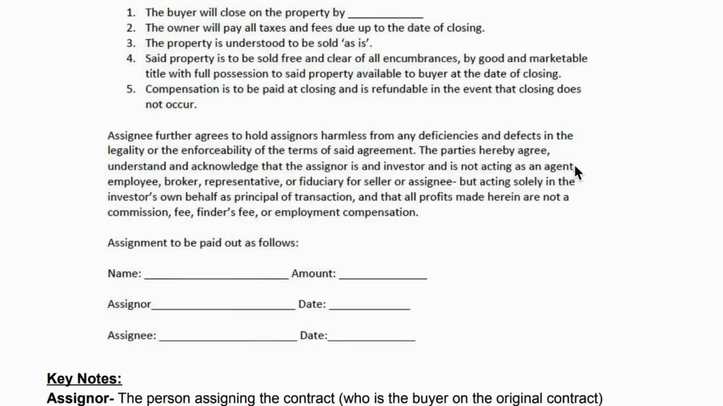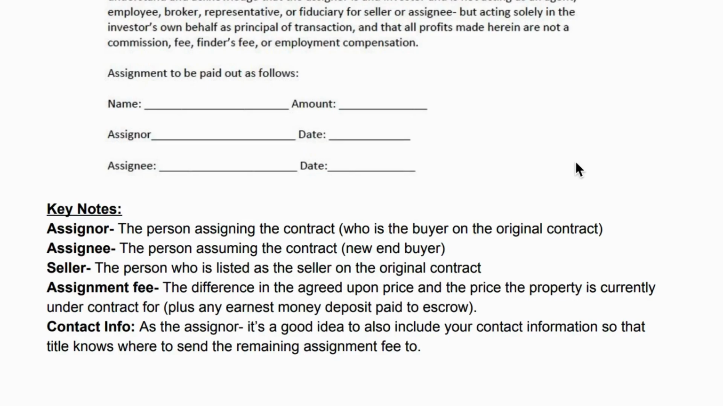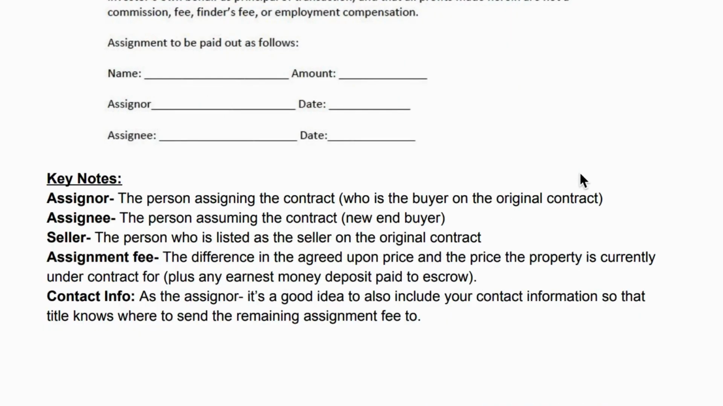Very, very simple. And then there's a few keynotes on how to actually fill this out. So the assigner, this is the person who's assigning the contract, so that's the name you would put in that spot up top. Assignee, the person assuming the contract. The seller, the person who's listed as the seller on the original contract. The assignment fee, so the difference in the agreed upon price and the price the property is currently under contract for. And then again, don't forget your earnest money.